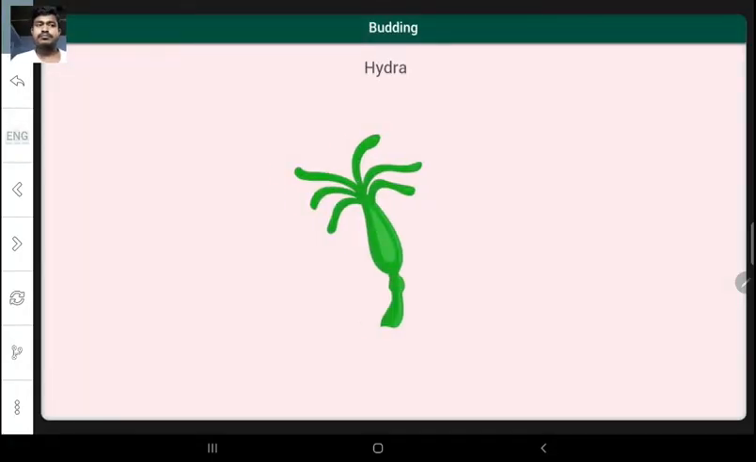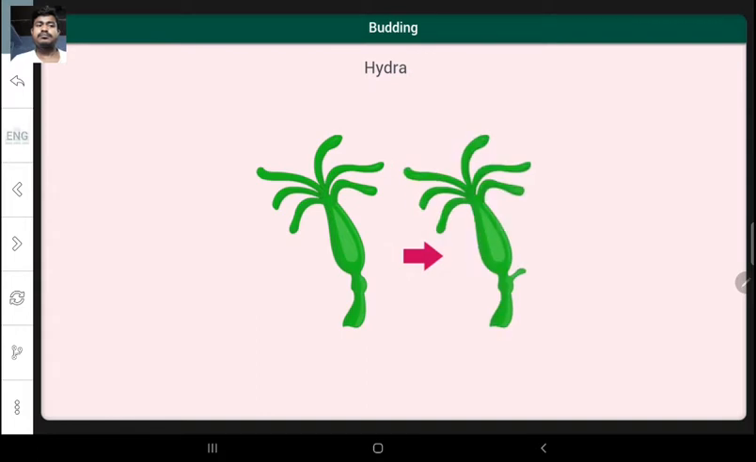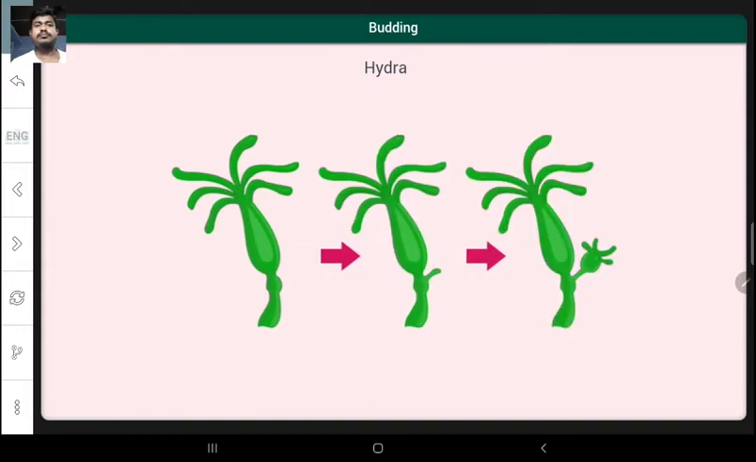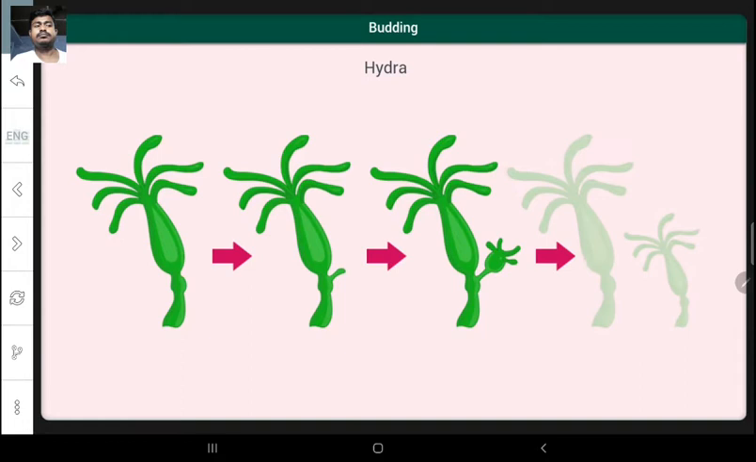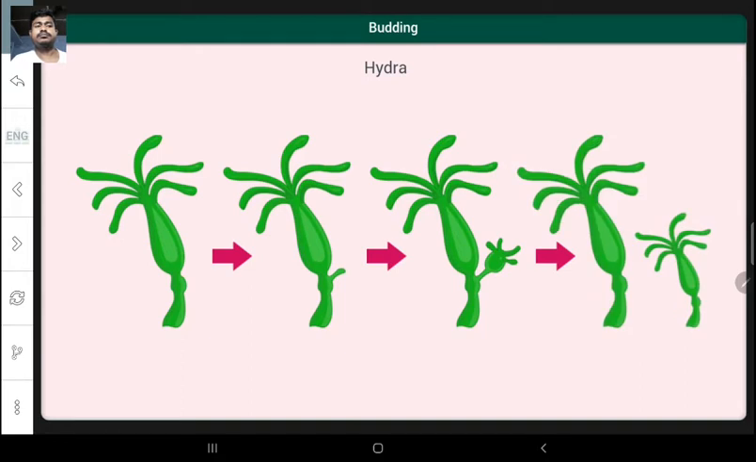Budding is a method of reproduction seen in multicellular organisms like Hydra. Hydra develops outgrowths called buds, which grow and get detached from the parent body when mature. These buds then develop into an identical version of the parent Hydra.